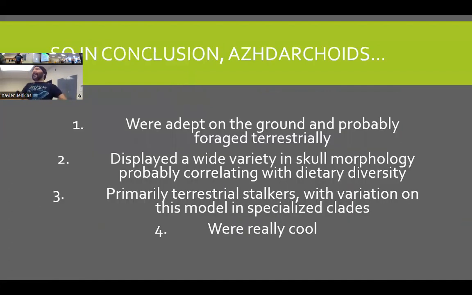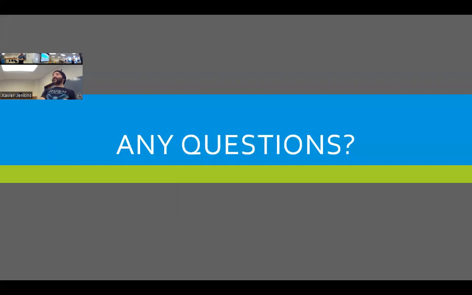So I talked about a lot, but the main takeaways. As darkoid pterosaurs, they were adept on the ground. They probably foraged terrestrially. There's a wide variety of skull morphologies, which probably correlate at least some of the time with dietary diversity. So we would expect to see a lot of terrestrial stalking in this clade, which, like modern birds, you would see variation on this model in specialized clades. And I just think that they're really cool animals to study. So that's that. Does anyone have any questions?